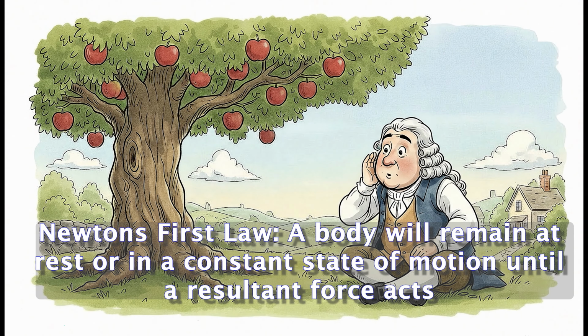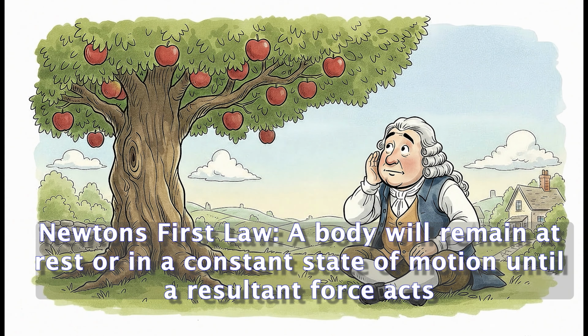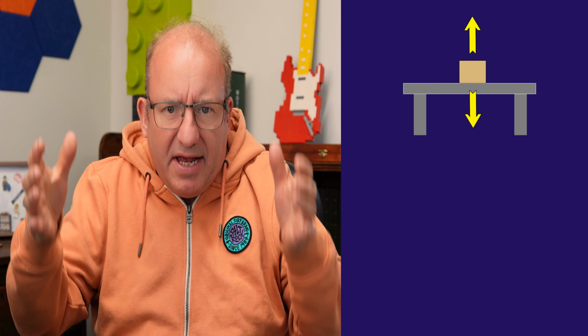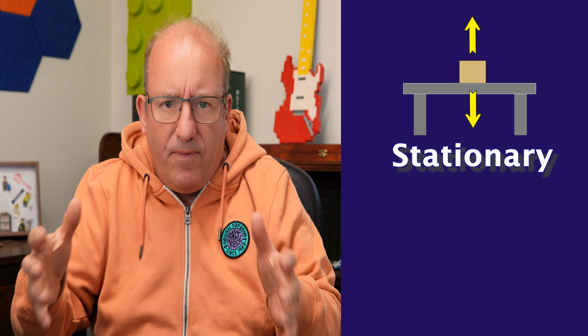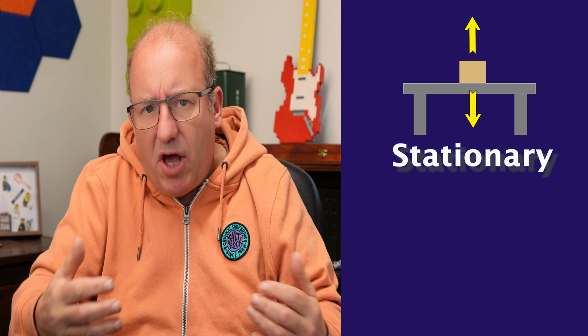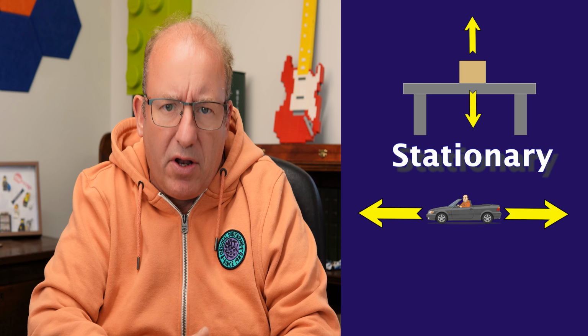I need to point out there's a difference in these two examples. Newton's first law tells us an object will remain at rest or in a constant state of motion unless a resultant force acts. In the example, the box is at rest. It's stationary. All the forces are balanced. In the example, the car is moving along at a constant velocity.